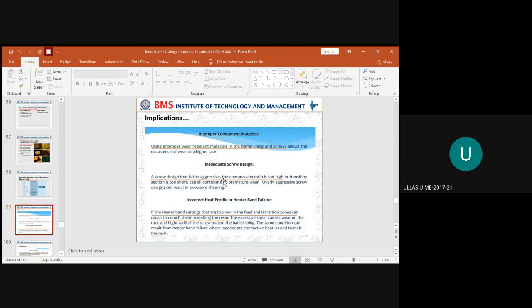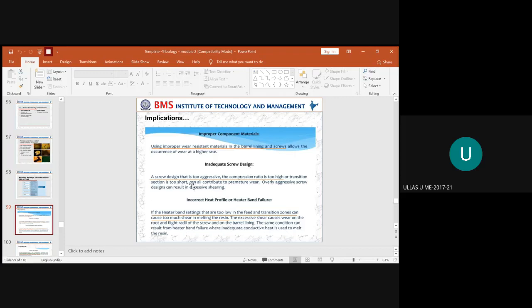Right? Apart from that, these types of damage can also be caused due to improper component materials. If you are using a material which is not wear resistant, then it may result in some damage. And the second thing, I'm just telling you the main key points. Suppose you are doing a design, and the design you have made for a screw component is inadequate, then also it results in wear.